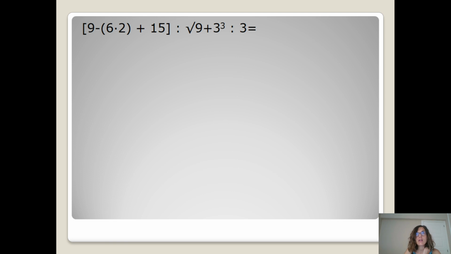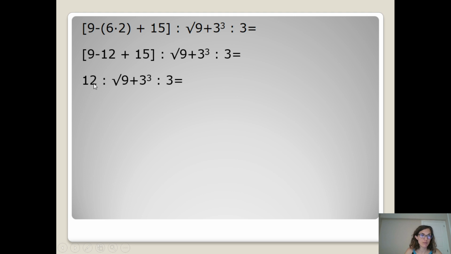Is there any parenthesis, bracket, or key inside the first bracket? Yes, there is here. So the first operation we have to do is the one inside the parenthesis, which is 6 times 2, 12. The rest of the numbers and operations remain the same. So let's continue with the bracket. Now we have to do 9 minus 12 minus 3 plus 15, 12. And then we remove the bracket. Once we have finished with the operation inside the parenthesis of the bracket, we remove it.